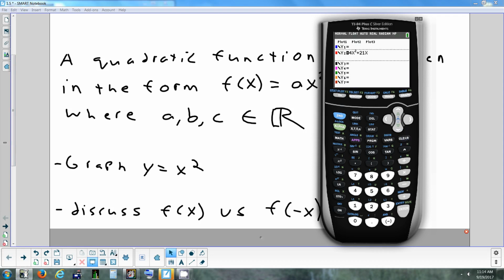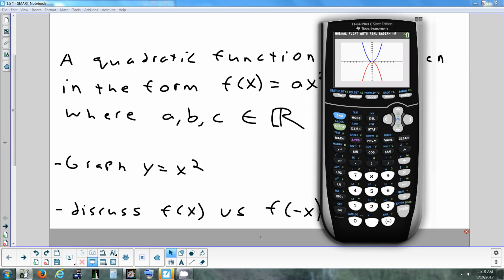So I'm going to graph x squared. This is also called the parent function because it's the simplest parabola you can have. There's no shifting, there's nothing. It's just the basic parabola. And then in parentheses, I'm going to put negative x squared. And then I'm going to hit zoom 6 and see what it looks like. Okay, there's x squared. And coming up right now is negative x in parentheses squared.